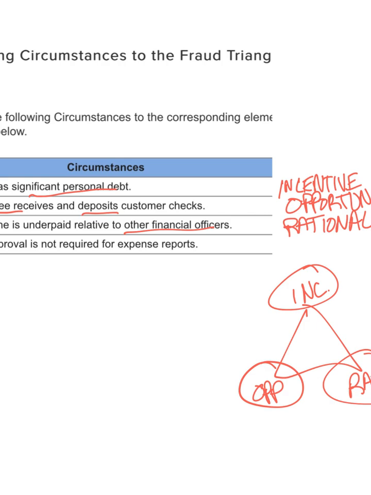Okay, the last one says that the manager approval is not required for expense reports. In other words, there's not someone else checking, there's no independent check over the expenses that are being submitted. And because there's no one else looking at it, that again creates an opportunity.